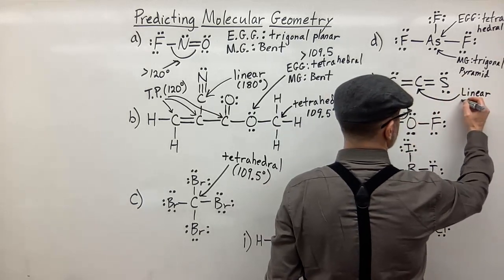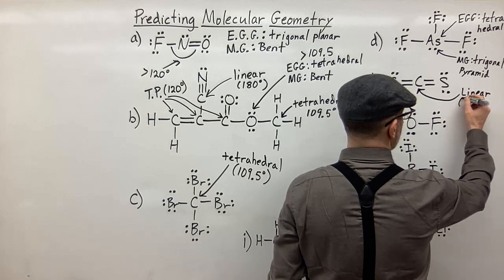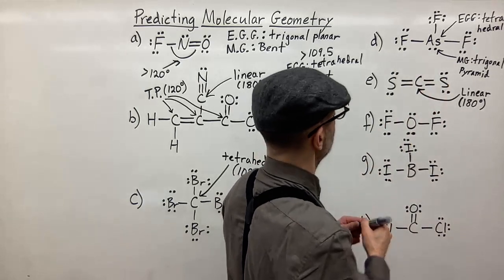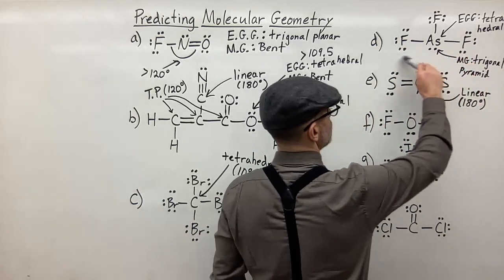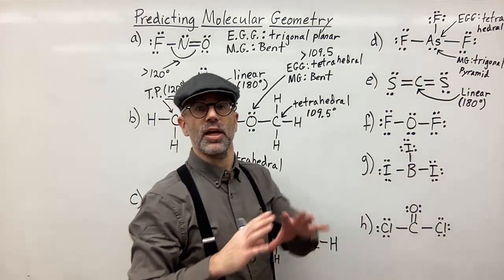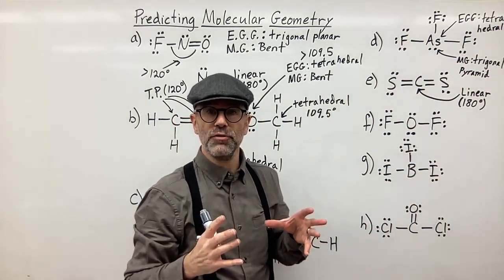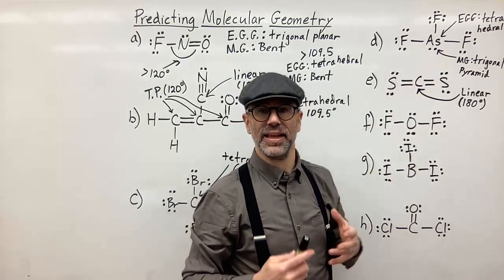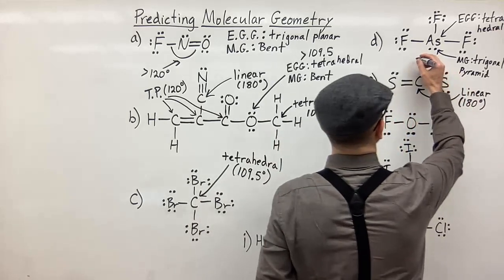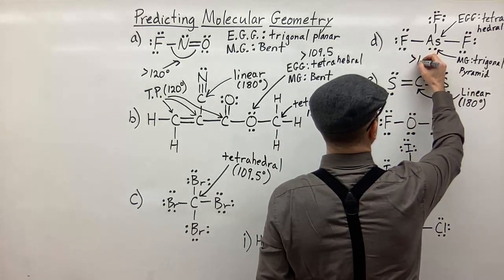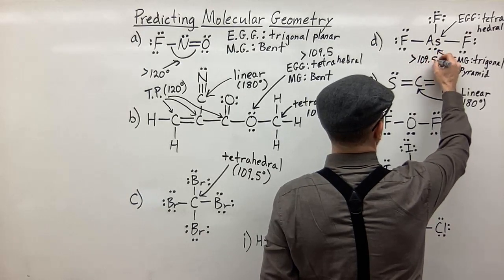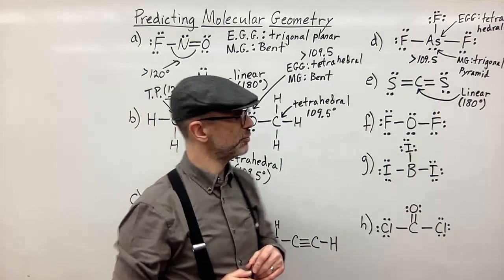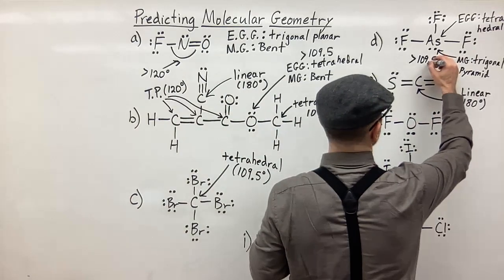And of course, for linear, the bond angle is going to be 180 degrees. I forgot to mention the bond angle for this one. So for a tetrahedral, the bond angle would be 109.5 for an ideal angle, but since we have a lone pair here, it's going to be less than that. It could be like 107, but we know it's going to be less than 109.5, less than the ideal angle. Let me make sure that's clear.